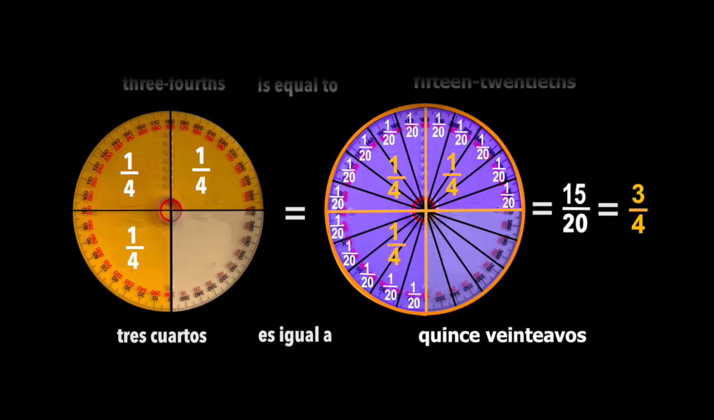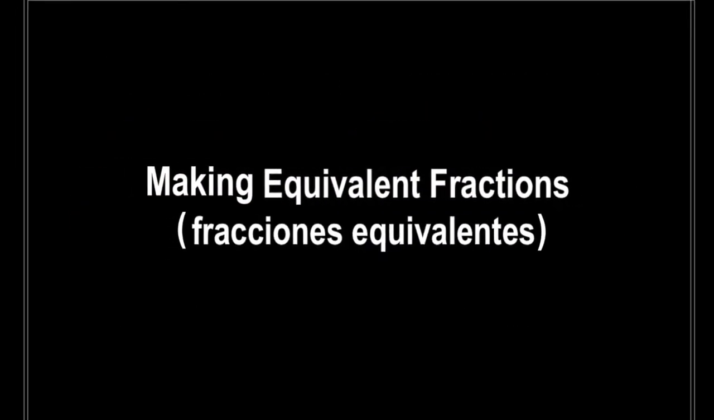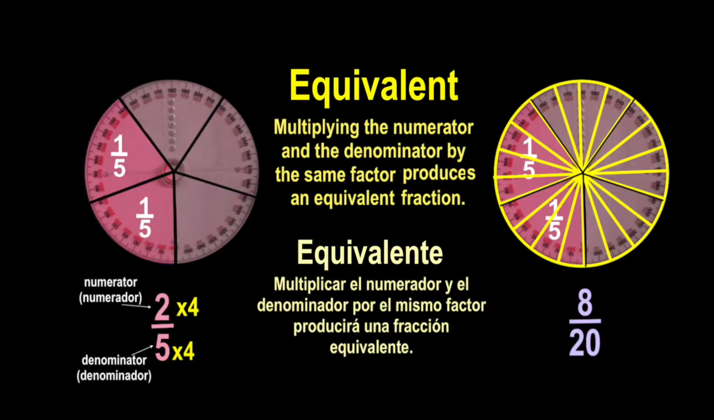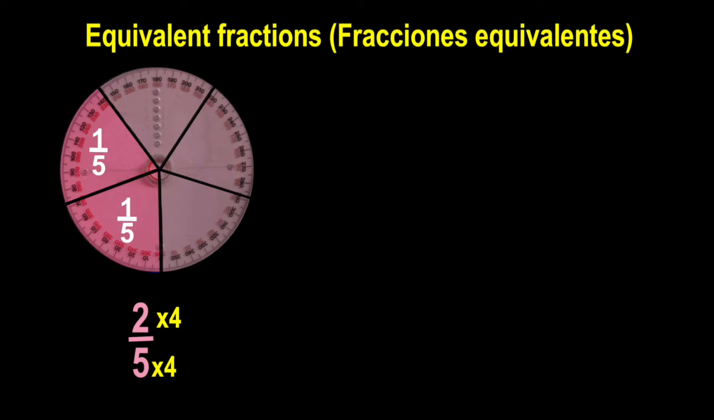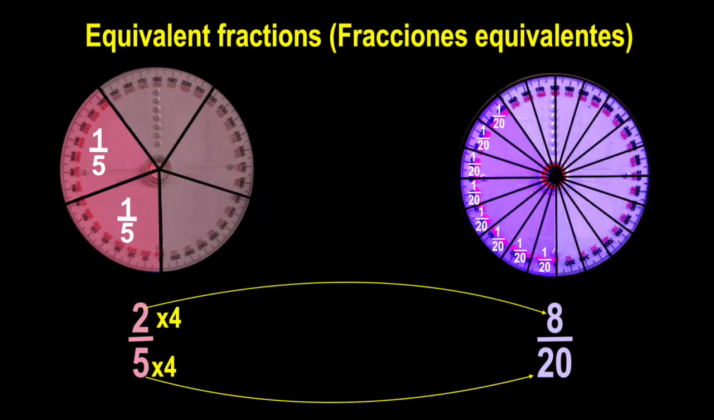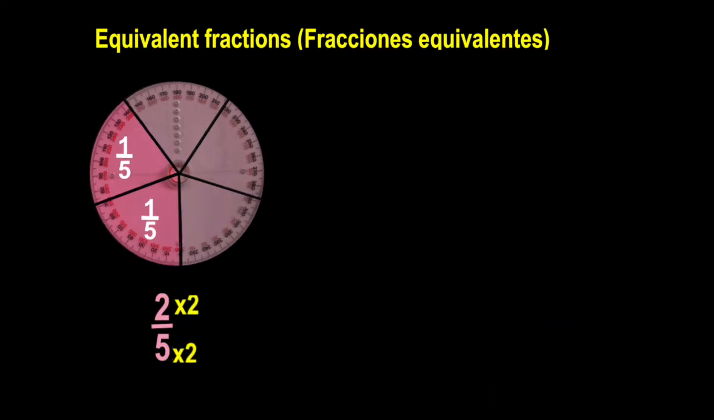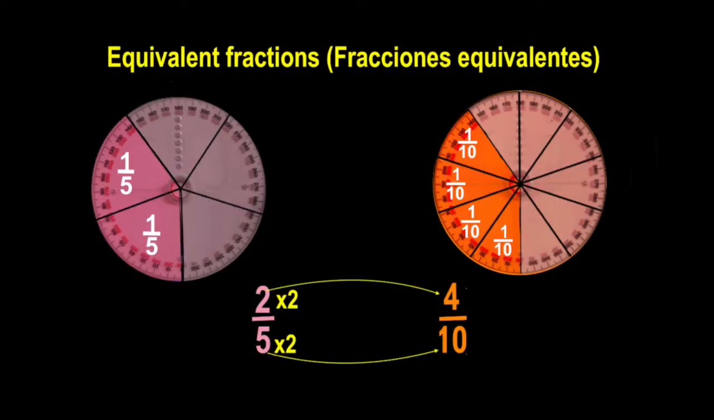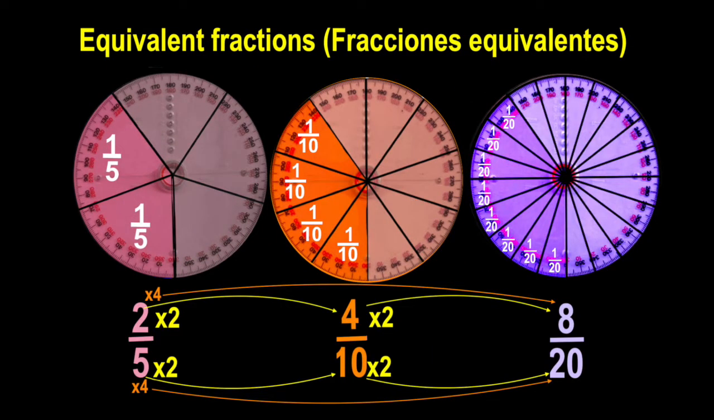Making equivalent fractions. Multiplying the numerator and the denominator by the same factor produces an equivalent fraction. 2/5 multiplied by 4/4 is equivalent to 8/20. 2/5 multiplied by 2/2 is equivalent to 4/10. 2/5, 4/10, 8/20 are equivalent fractions.